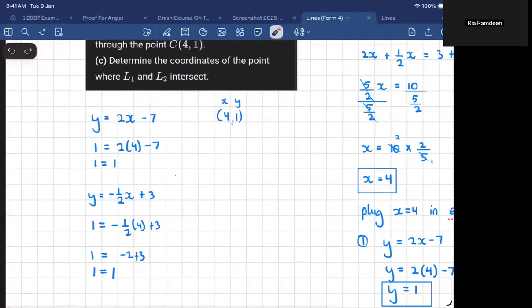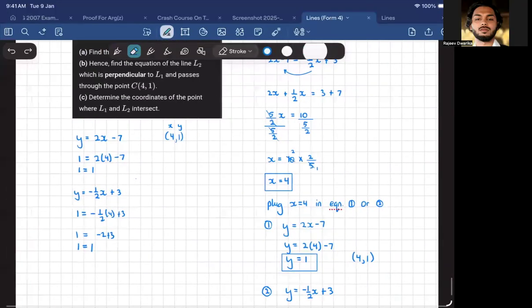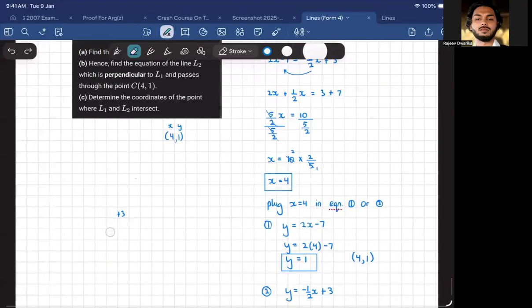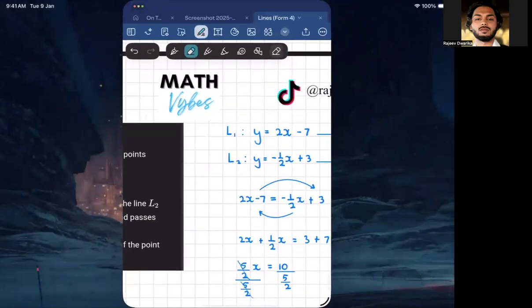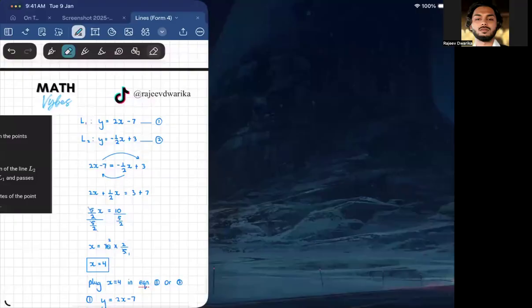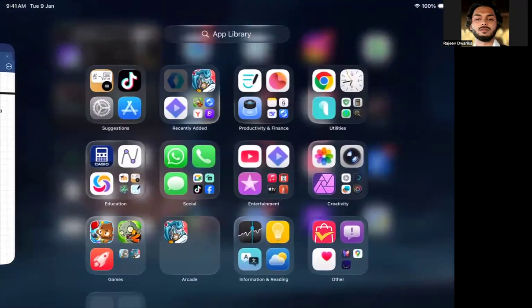Both equations. And if you still have trust issues for some reason and you don't believe me, let me actually plot the graph and you'll see some magic. If anybody is in disbelief, check this out.